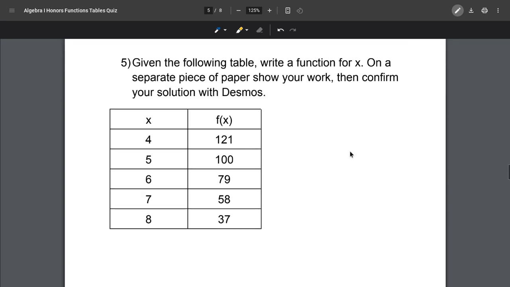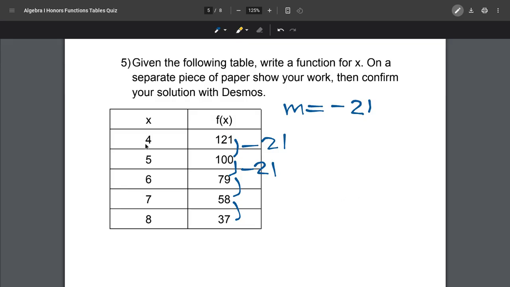Okay, number 5. Okay, so we've got a function here. This time I'm dropping 21 here as I increase 1 in x, and I drop 21 again. And I'm consistently dropping 21 each time. So my slope, this is going to be a constant rate of change, so it's a linear function. So my slope is negative 21.